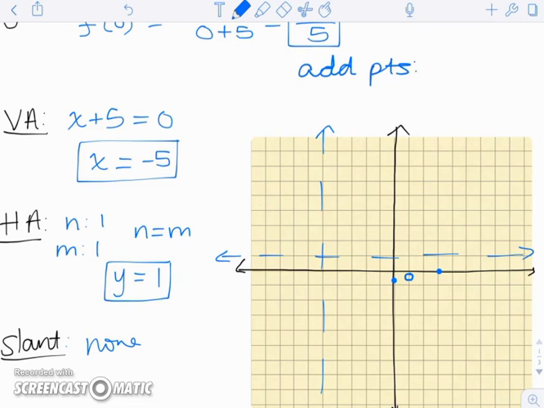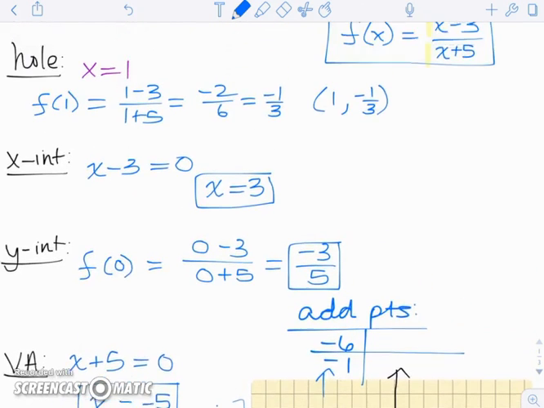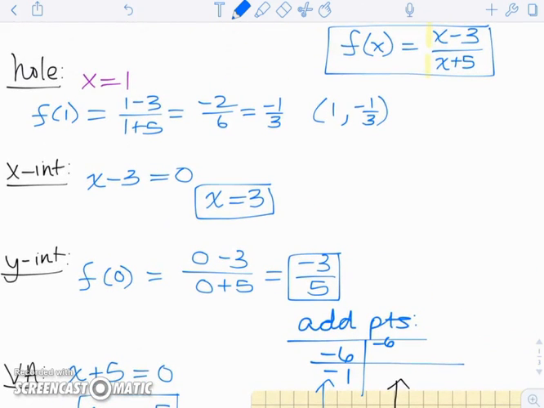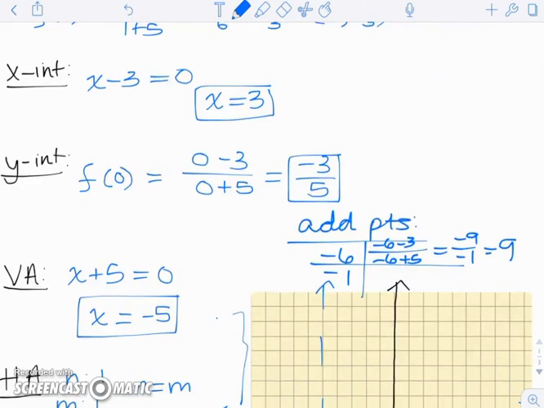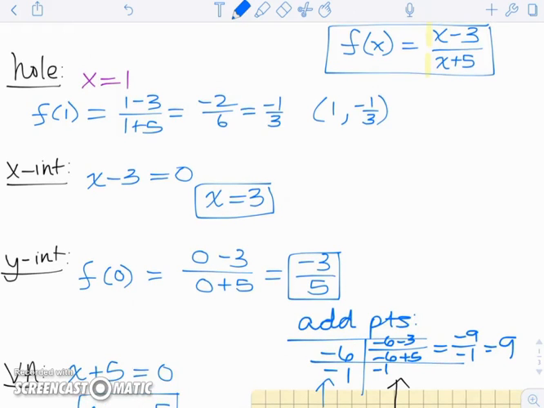Let's say this is -5, so I'm going to use -6. And I'm also going to use, at this 0, -1. So 2 easy numbers. I plug them both into my original function. So -6 minus 3 over -6 plus 5 is going to give me -9 over -1, which is 9. And -1 is going to give me -1 minus 3 over -1 plus 5. I end up with -4 over 4, which is -1.